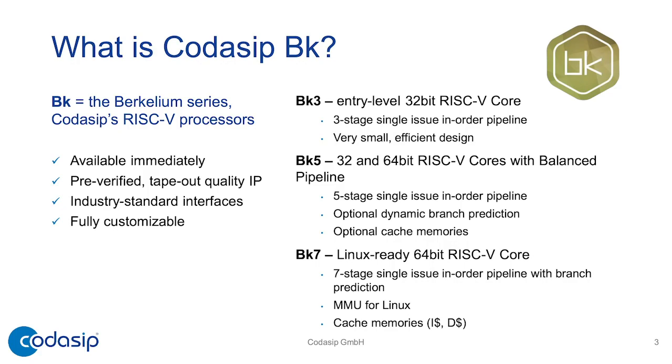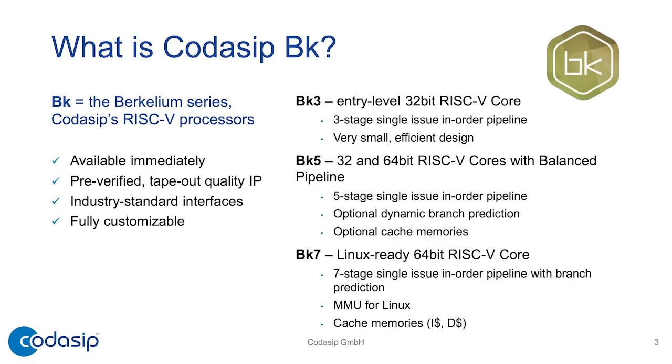Then we have the BK5. It comes in a 32-bit or 64-bit flavor. You can choose whatever you want. It's a 5-stage machine. There's a branch prediction, optional cache. The cache is available in the BK3 as well, by the way. And then last but not least is the BK7. So BK7 is the biggest one.